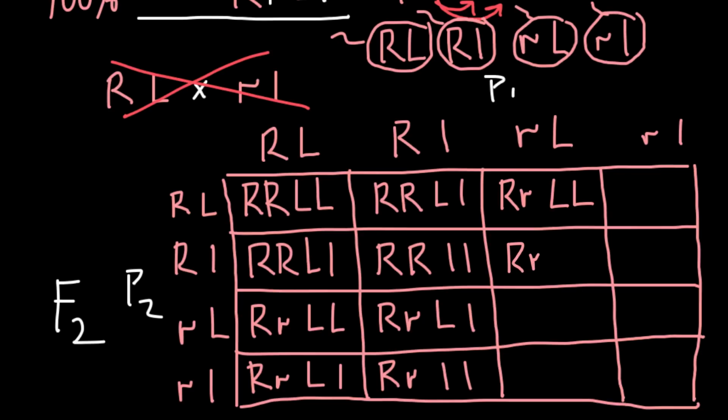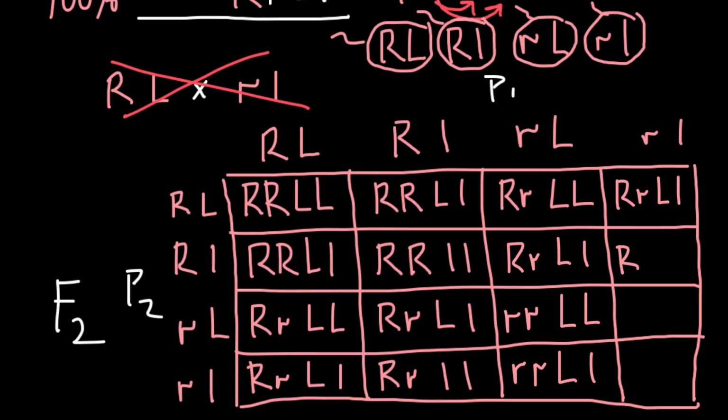Capital R, small r here, and capital L, small l here. Small r here, capital L here. And small r here, and capital L, small l here. And the last column: capital R, small r, capital L, small l, capital R, small r, and small l, small l. Small r here, capital L and small l here, and small r, small l here. So this is going to be all the possible genotypes in the next generation.